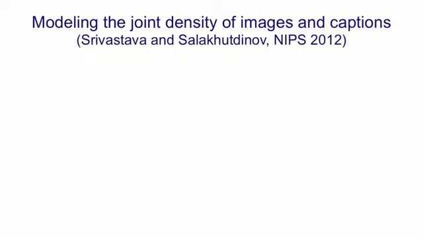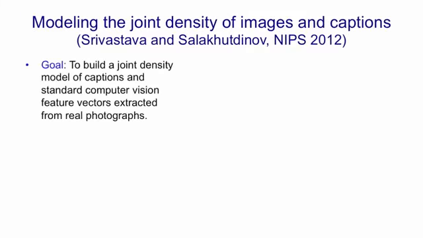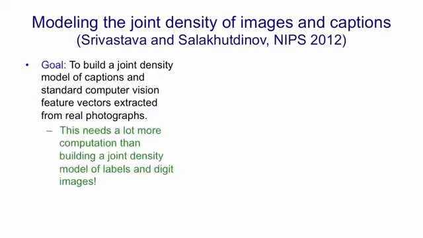I'm now going to describe some work by Nitish Srivastava, who's one of the TAs for this course, and Ruslan Salakhutdinov, that will appear shortly. The goal is to build a joint density model of captions and of images, except that the images are represented by the features standardly used in computer vision, rather than by the raw pixels. This needs a lot more computation than building a joint density model of labels and digit images, which is what we saw earlier in the course.